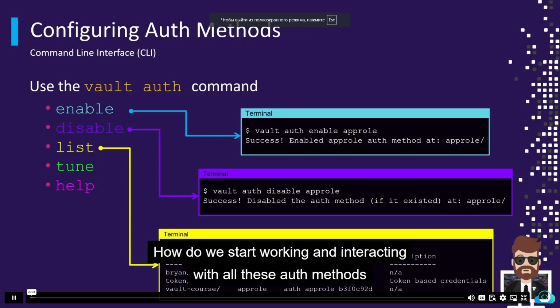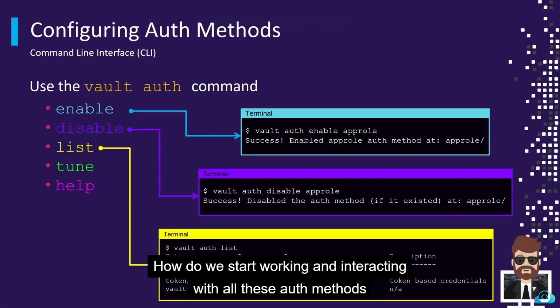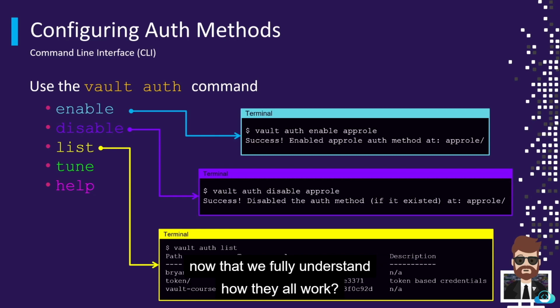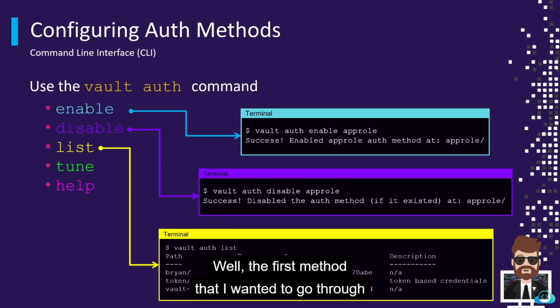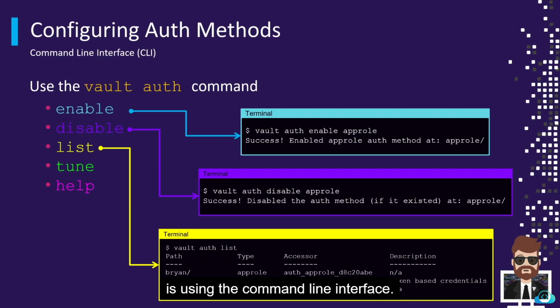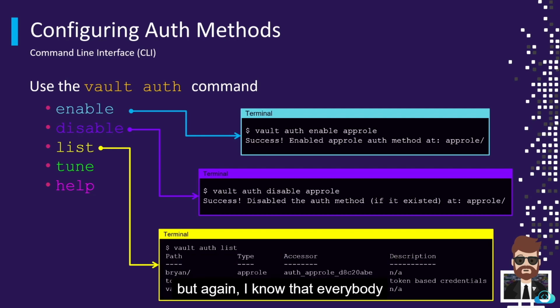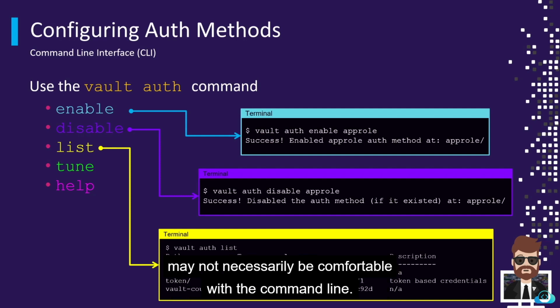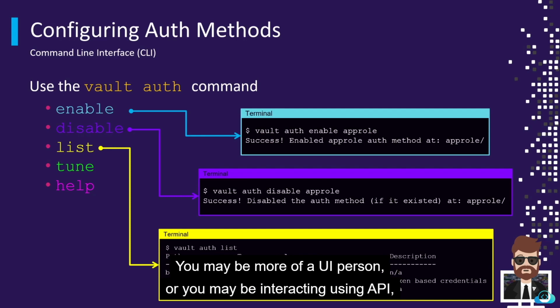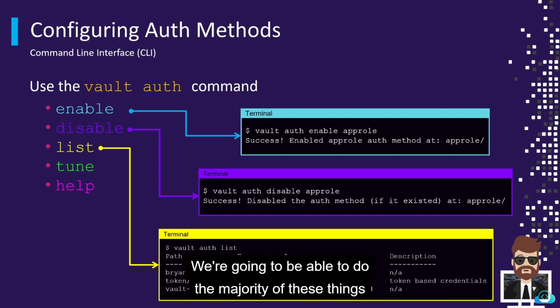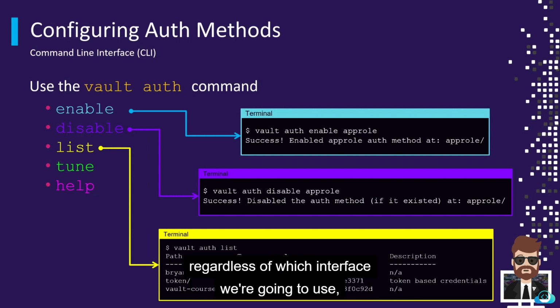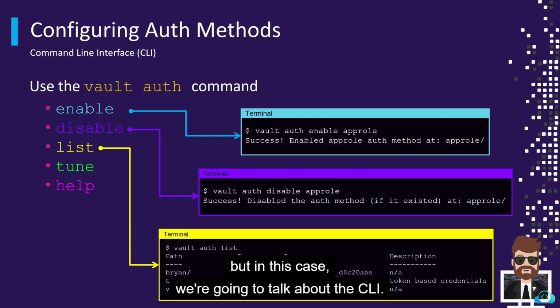All right, so how do we start working and interacting with all these auth methods now that we fully understand how they all work? Well, the first method that I wanted to go through is using the command line interface. This is generally what I will use when I'm working with Vault, but I know that everybody may not necessarily be comfortable with the command line, so you may be more of a UI person or you may be interacting using the API. It doesn't really matter. We're going to be able to do the majority of these things regardless of which interface we use. But in this case, we're going to talk about the CLI.